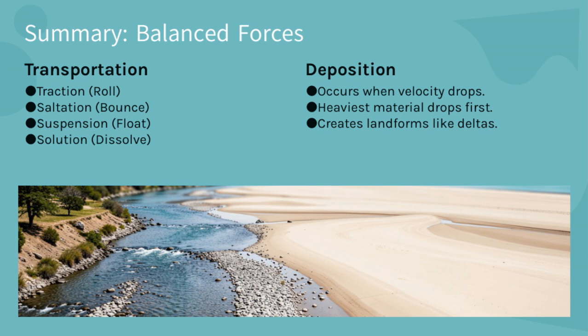Deposition happens when velocity drops and the river loses energy. When this happens, the river drops the heaviest material first. Large boulders are deposited first, then pebbles and gravel, then sand, and finally silt and clay. Deposition creates important river landforms, including floodplains, levees, and deltas. The key idea is that rivers are constantly balancing energy and load. When they have enough energy, they transport. When they lose energy, they deposit. That balance is what shapes river landscapes from source to sea.